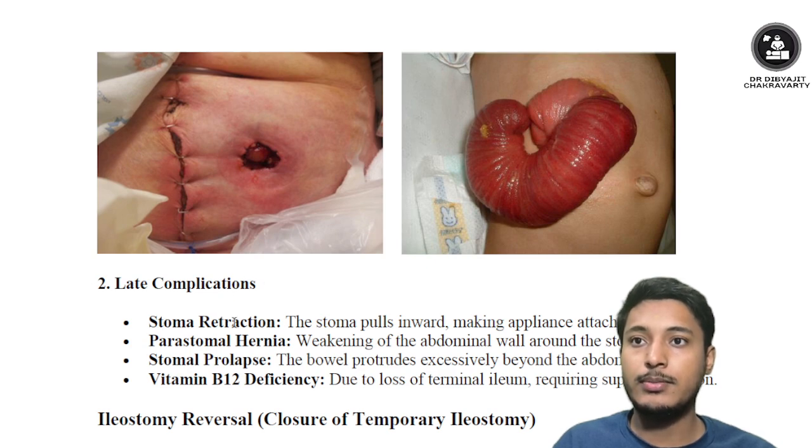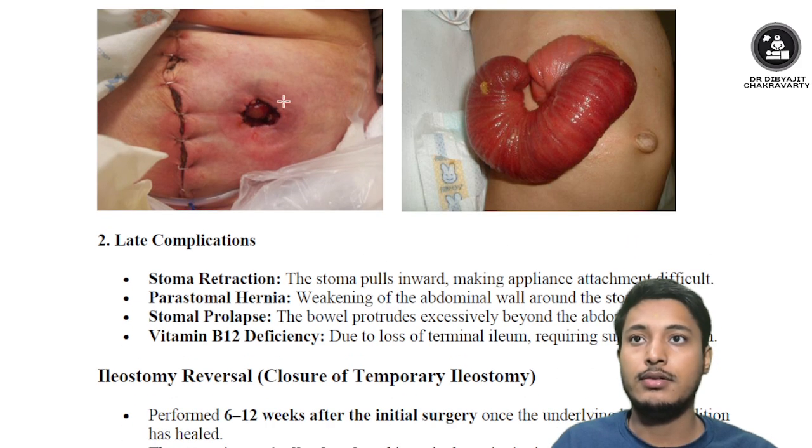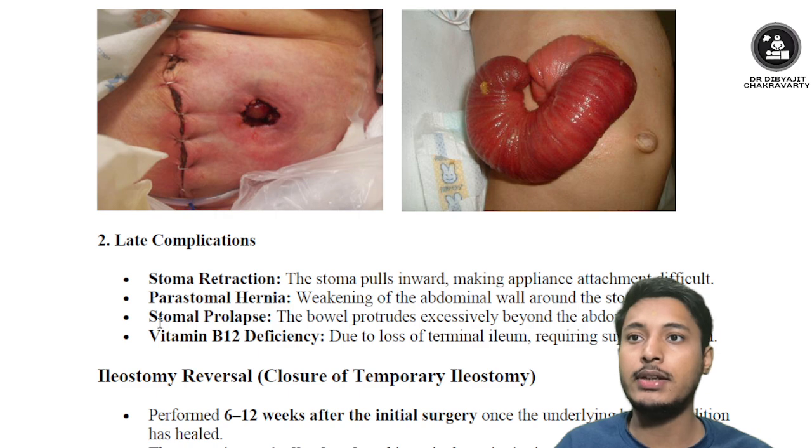Late complications being stoma retraction, as we can see in this image, where the stoma is retracted back into the abdominal cavity and with detachment from the surrounding skin and the fascia. Also, we can see the wound dehiscence in this picture due to poor nutrition of the patient, particularly. Peristomal hernia and stomal prolapse.